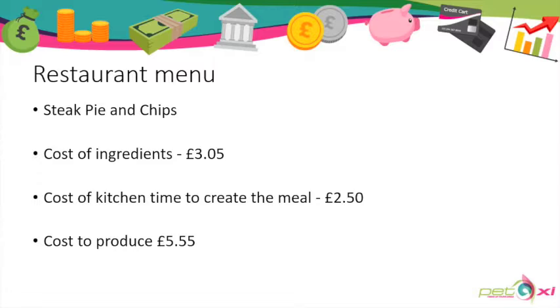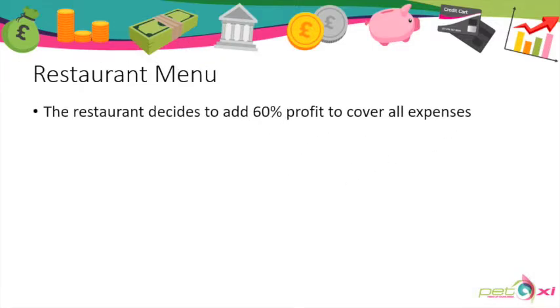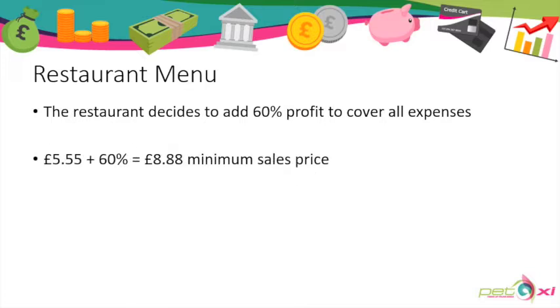This does not include all costs in terms of bills, as they are covered through the added profit margin. So the break-even point for this plate of steak pie and chips will be £5.55. The restaurant then needs to decide what to charge based on their expected profit margins. The restaurant decides to add 60% profit on to cover all other expenses. 60% of £5.55 is equal to £3.33. We then add this to the original amount, £5.55, which means the restaurant must sell the steak and chips at a minimum of £8.88 to cover the break-even and include their profit margin.